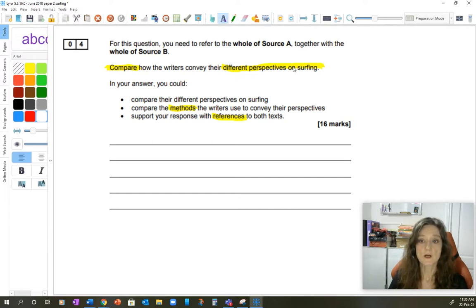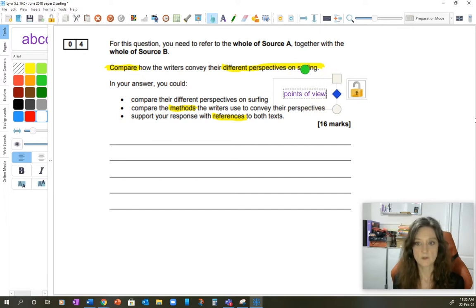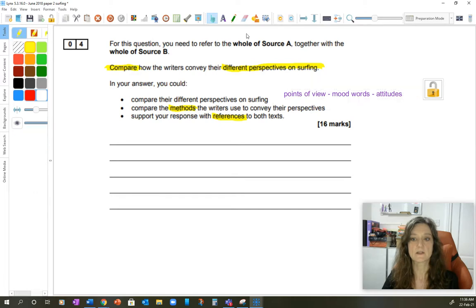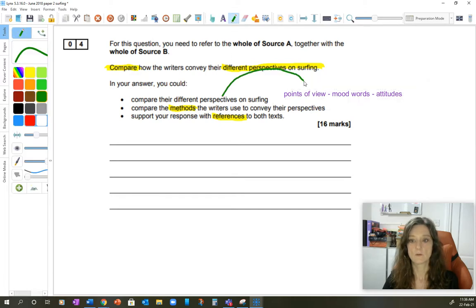What I will just type here is what can perspectives mean as well. So what we're looking for is perspectives. Another way of saying that is points of view on surfing. We're looking for mood words because if we can identify what the mood is, what the attitude is, then that helps us to understand what the perspectives or the points of view are. Okay, so that's what perspectives kind of means. Okay, different ways of putting perspectives.